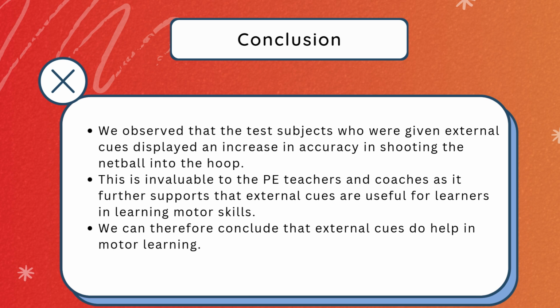In conclusion, our research has the purpose of finding out if attentional focus through external cues improves motor learning. Through careful planning and implementation of the research, we observed that the test subjects who were given external cues displayed an increase in accuracy in shooting the netball into the hoop. This is invaluable to PE teachers and coaches, as it further supports that external cues are useful for learners in learning motor skills. We can therefore conclude that external cues do help in motor learning. To improve the findings of the research, future research can include more participants and allow for more resources on time, so that higher validity for research can be achieved.